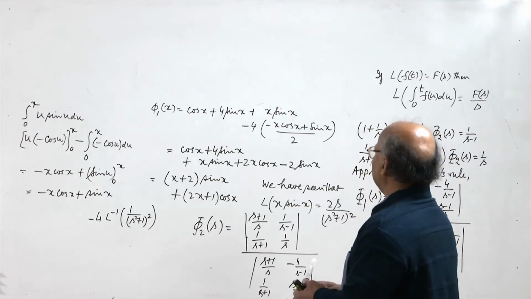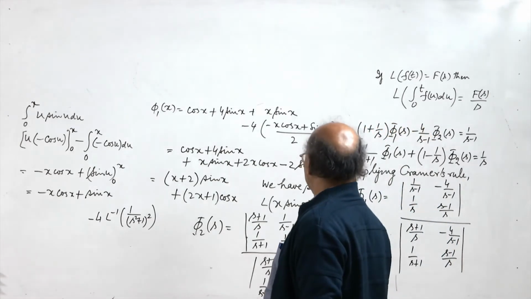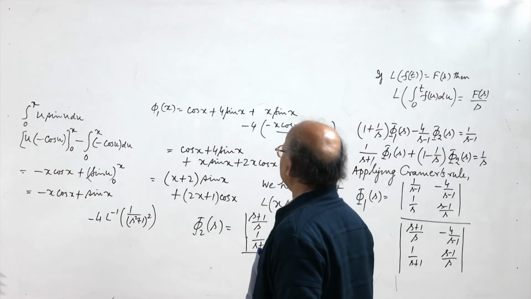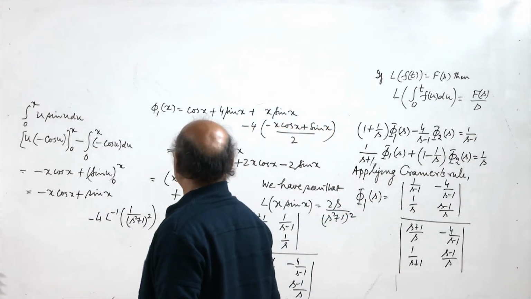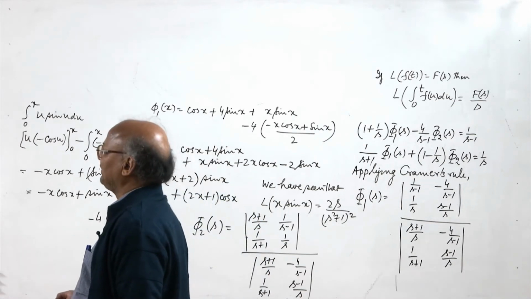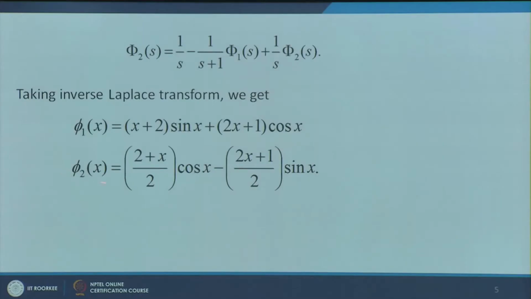We have to make the partial fractions on the right hand side. So, just like I did for the function phi 1 x, similarly we can do it for the function phi 2 x, and we will have the value of phi 2 x as 2 plus x by 2 cos x minus 2x plus 1 by 2 sin x. So, this is how we solve the system of Volterra type integral equations of the second kind.